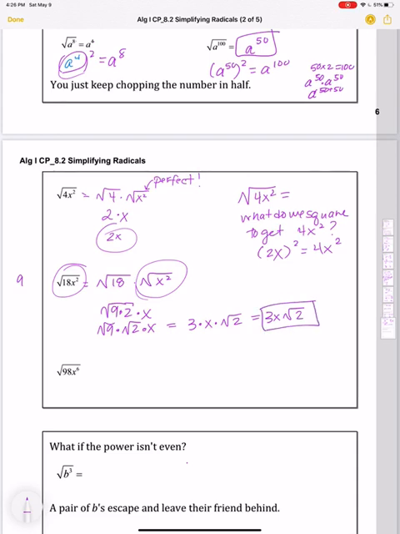Why is the 2 still in the radical? Because it's not a perfect square. The 18 is not a perfect square, and that 2 doesn't get to come out because there's not 2 of them. It's not a perfect square. There's only one of them.